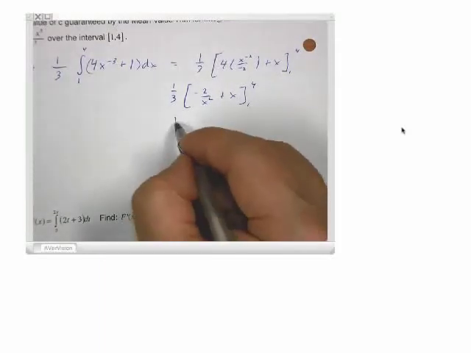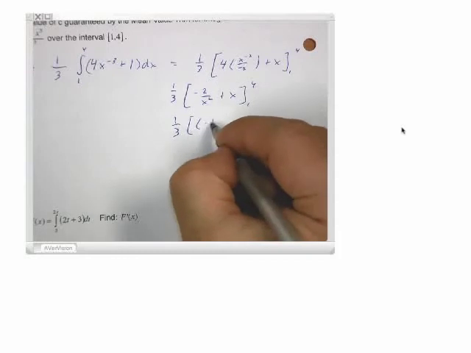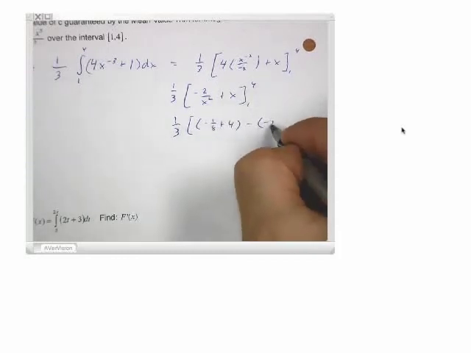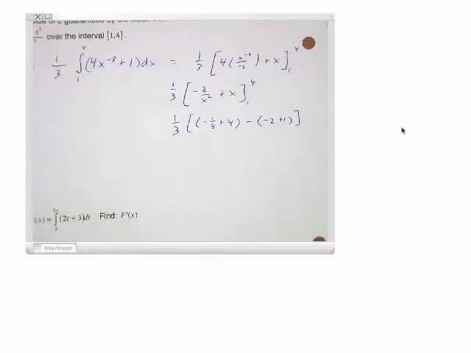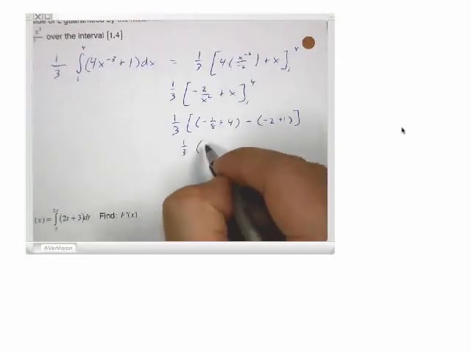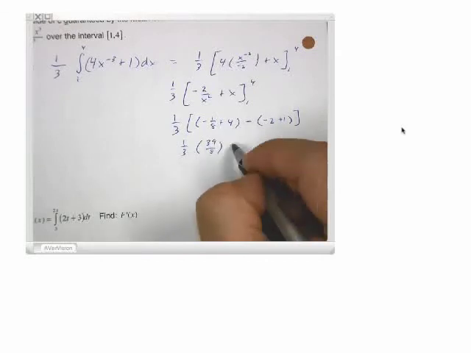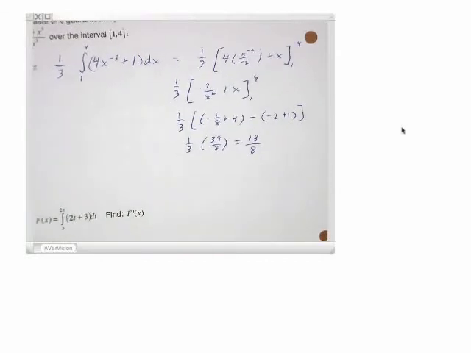All right, plug in my 4. So I have negative 2 over 16. That's negative 1/8 plus 4. Plug in 1, we end up with negative 2 plus 1. All right, if you add that stuff up correctly in there, you will end up with 39 over 8. Then 3 goes into 39 13 times. So I've calculated the average value to be 13 over 8.